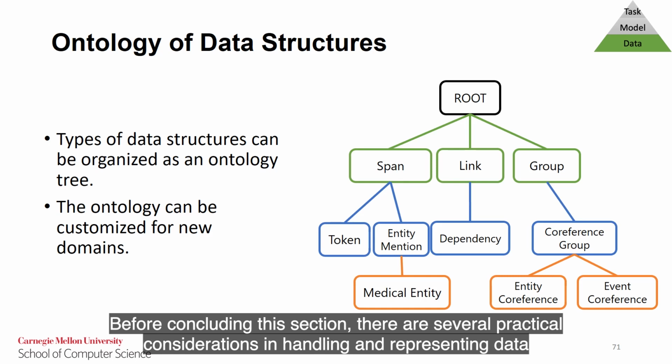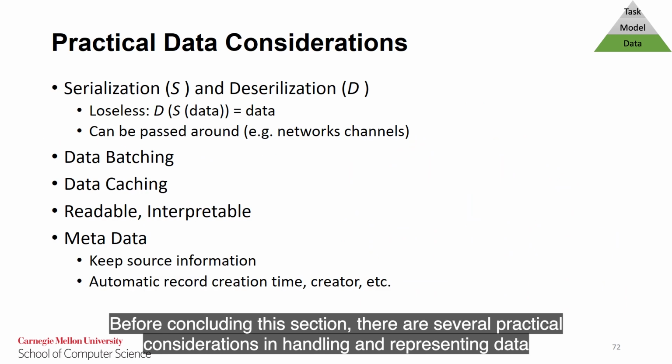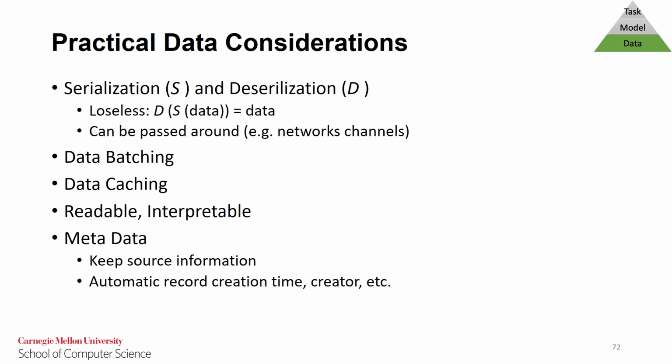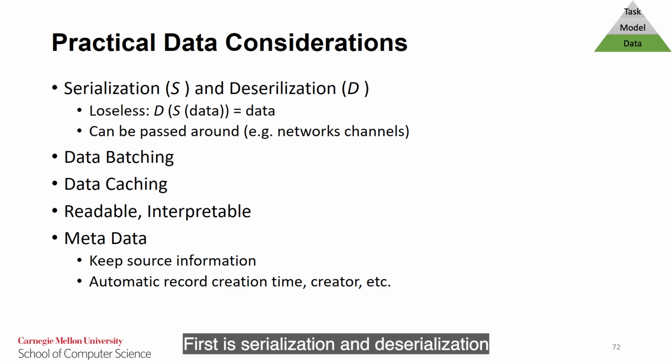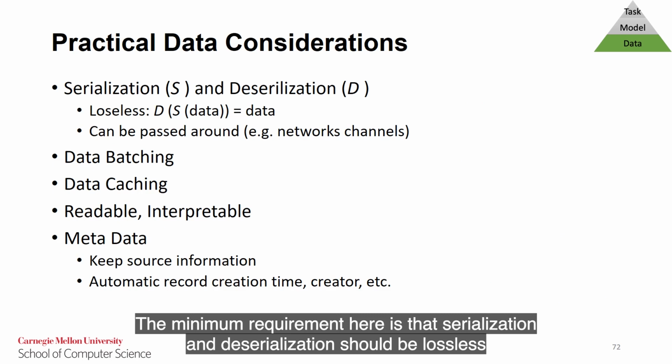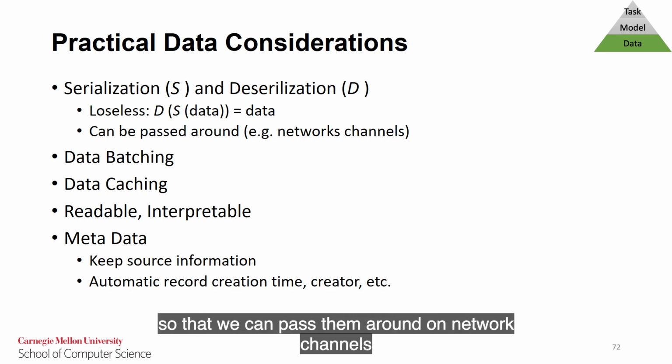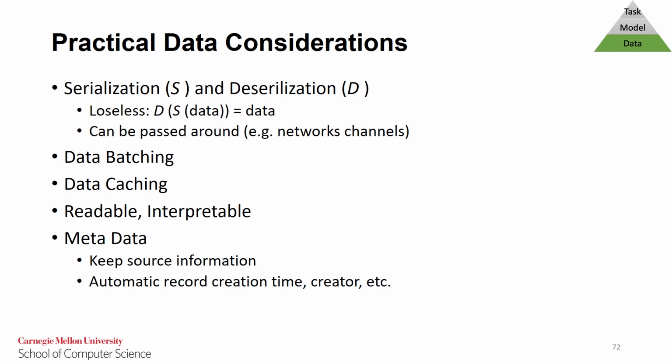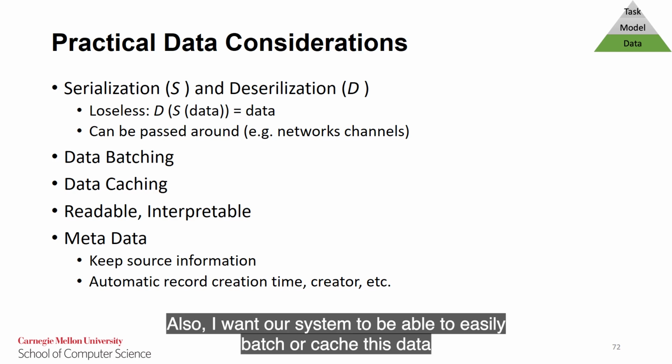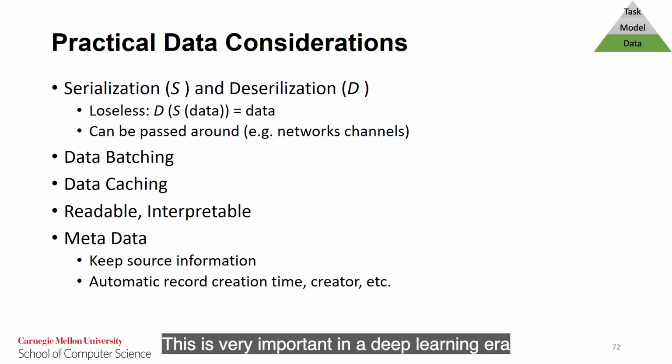Before concluding this session, there are several practical considerations in handling and representing data. First is serialization and deserialization. The minimum requirement here is that serialization and deserialization should be lossless so that we can pass them around on network channels. Also, I want our system to be able to easily batch or cache this data. This is very important in the deep learning area.